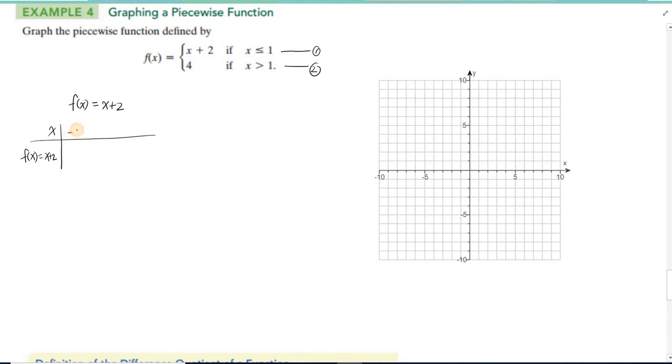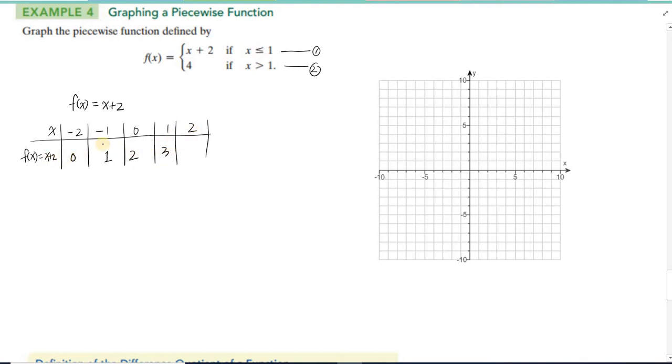I can plug in -2 or -1, 0, 1, 2, if you want to plug in that many points. But since this is a line, you can plug in just 2 points, and that will form a line, so you didn't have to do this many points. Alright, so I'm just going to plug in, that will give you 0, 1, 2, 3.